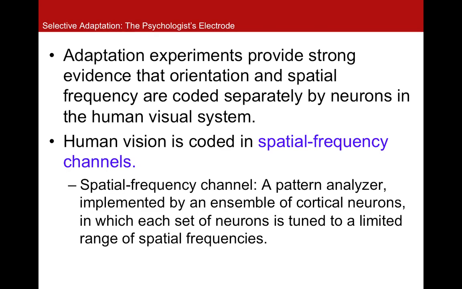These types of adaptation experiments do provide good evidence that both orientation and spatial frequency are coded separately, as I mentioned, by separate neurons in our visual system. Some research has told us that our vision is coded in spatial frequency channels, which are basically pattern analyzers. They are created by a whole ensemble of cortical neurons, and each set of neurons in the ensemble is tuned to a certain range of spatial frequencies. These different spatial frequencies emphasize different types of information in our visual system.